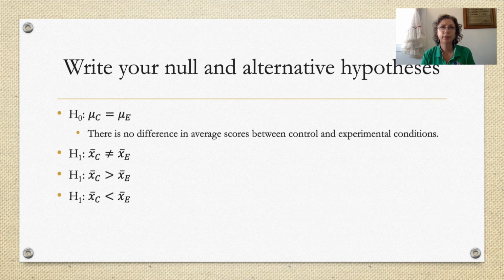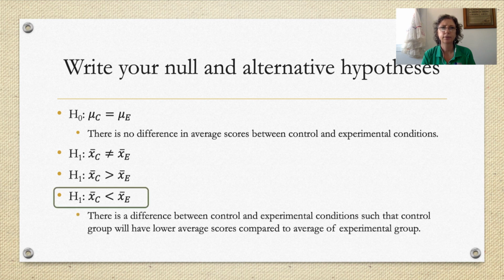So what about our hypothesis, our example? We already have our null. There's no difference in average scores between the control and experimental conditions. And our study prediction is that the groups will differ, with the experimental group having higher problem-solving skills than the control group. And that indicates a directional hypothesis. Which one is it? The last one. There is a difference between control and experimental conditions, such that the control group will have a lower average score compared to the average of the experimental group.